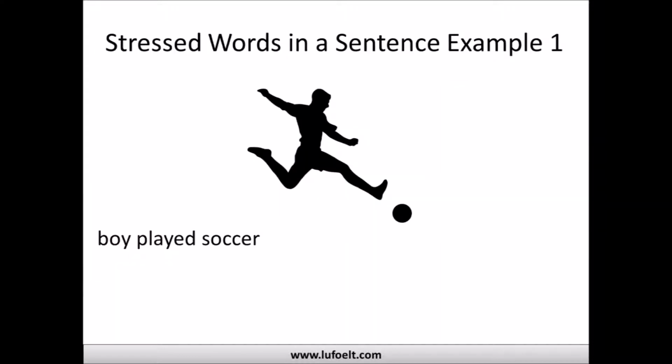Okay, so first let's take a look at an example of the important words in a sentence. Let's say we have a group of words here. Boy played soccer. Okay, this is not a complete sentence, but you basically understand the meaning, right? Because the important words are there. Boy played soccer. Okay, now let's turn this into a complete sentence. The boy played soccer. All right, you can see here the unstressed word would be the, and then boy played soccer. These are the important words to communicate what I want to say. So these words are all stressed.